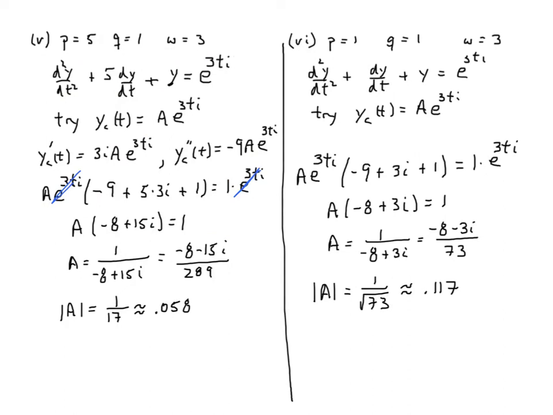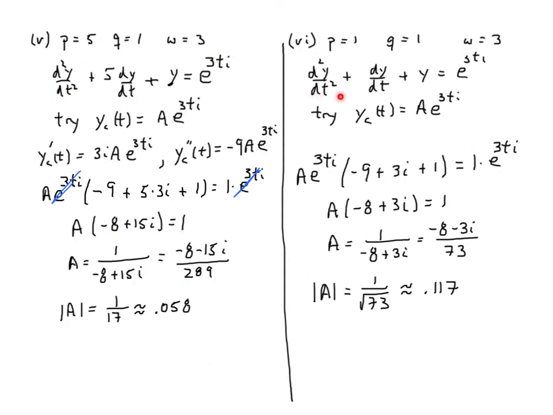A ends up taking on this ugly form. 289 is 17 squared, so when I find the magnitude of A, I find out that it's 1 over 17, or 0.058.